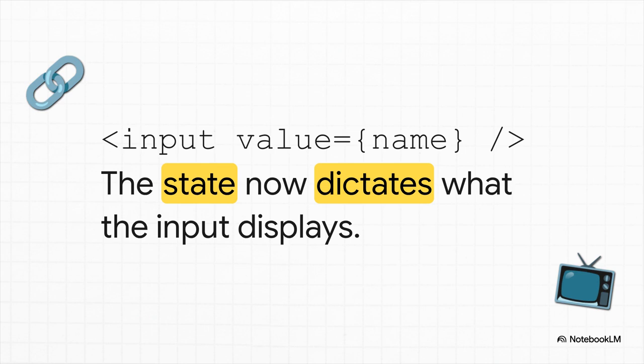In our JSX, we create the input. And here's the first half of that loop we talked about. We set the input's value prop directly to our name state. This forges a direct link. The input is now basically a puppet, and our state is pulling the strings. It can only display what the name state tells it to.